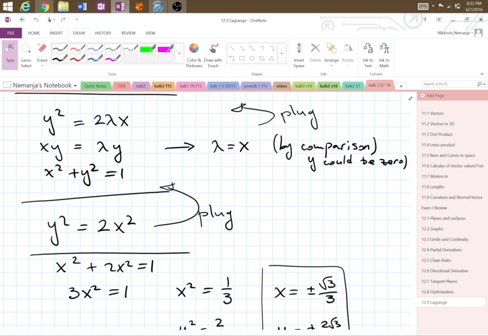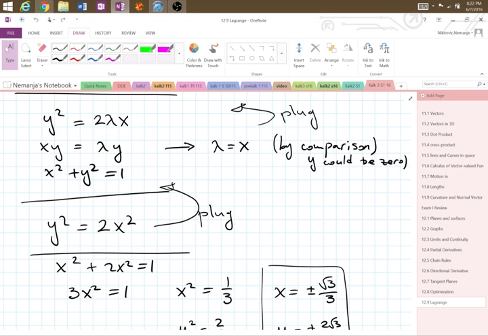That's a little bit different concept than dividing by y. I am allowing here, by comparison, that y could be 0. We have to be mindful of that. If you divided both sides by y and got lambda equals x, in that case you are eliminating the possibility for y to be 0. So that's a little bit tricky, but that's what it is.